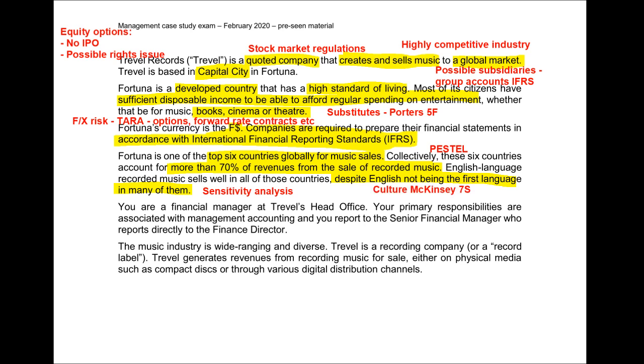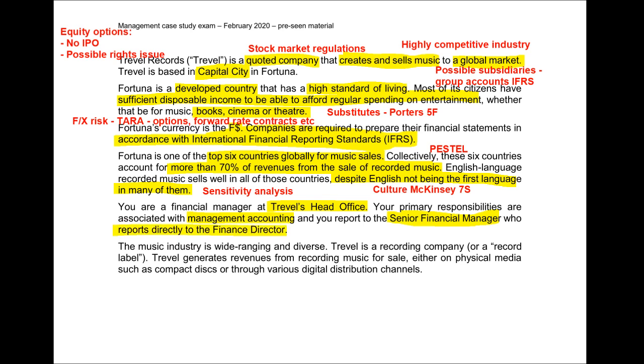Next, we are told what our overall role is. So we are a financial manager at Trevel's head office. So we're in the main company. If we do have subsidiaries, we are part of the parent company. Our primary responsibilities are associated with management accounting, and you report to the SFM, the senior financial manager, who then reports directly to the finance director.